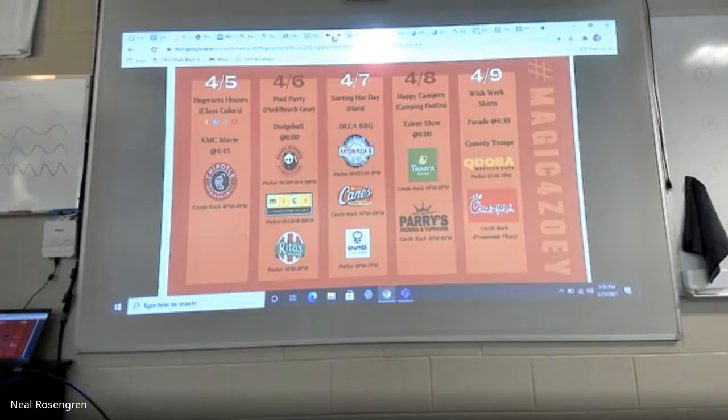She doesn't have a wish yet because with COVID, she doesn't know what she can do. But the theme is Harry Potter because that's something she really likes. I don't know what illness she has. I don't know much about her.